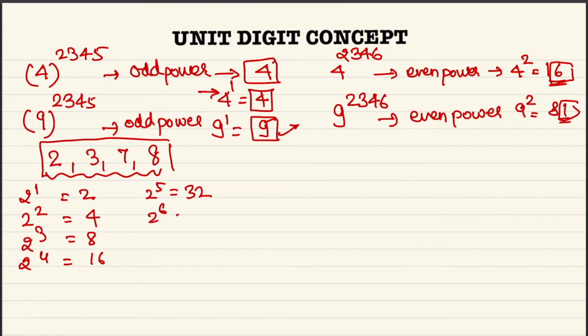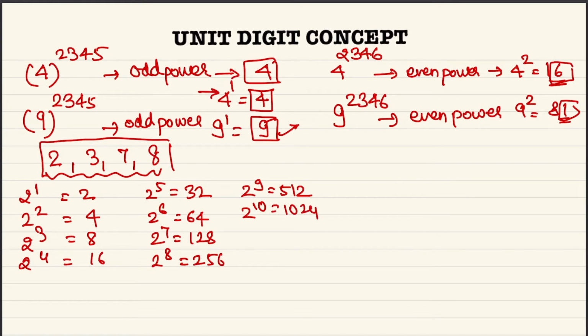2 power 5 is 32, 2 power 6 is 64, 2 power 7 is 128, 2 power 8 is 256, 2 power 9 is equal to 512, and 2 power 10 is equal to 1024.